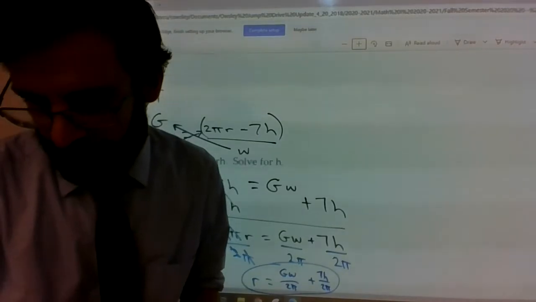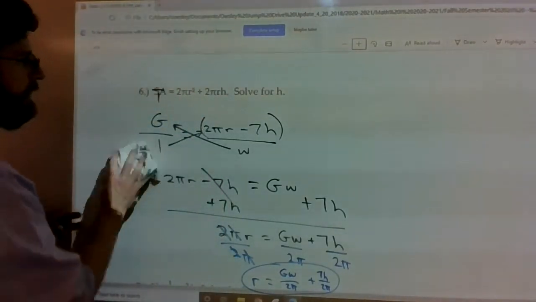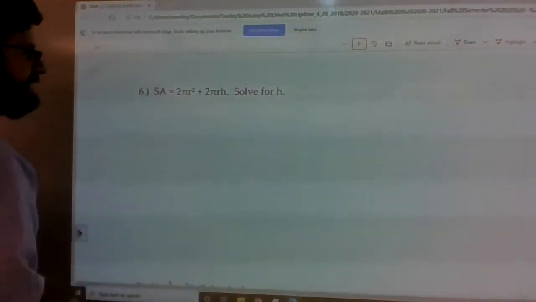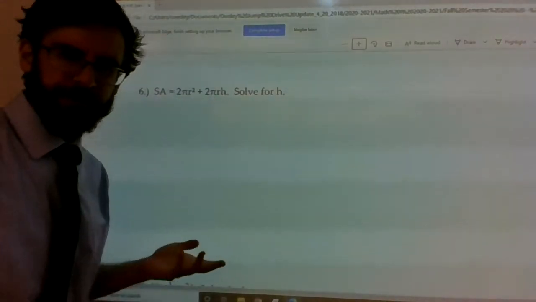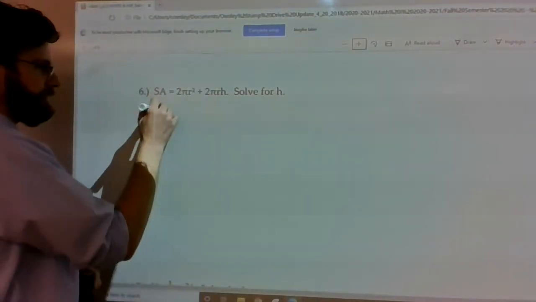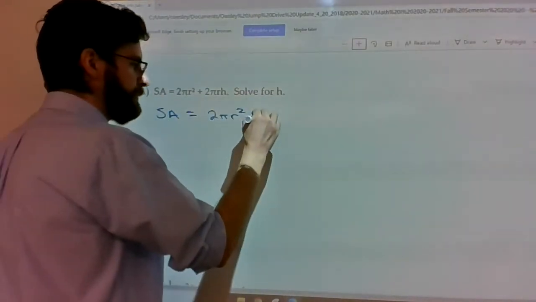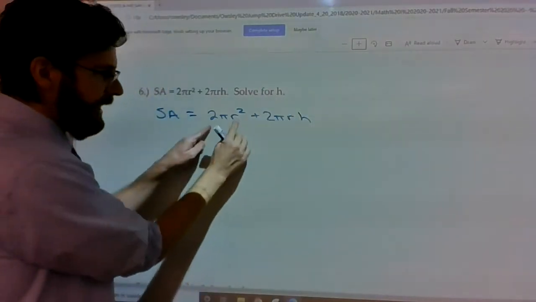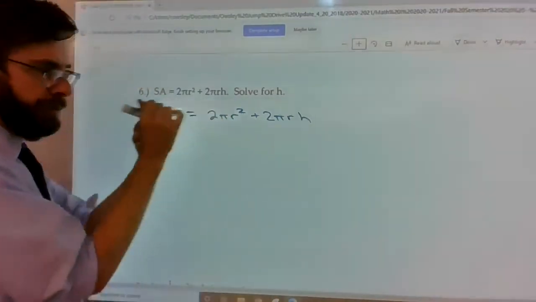All right, I've got 2 more examples, I think. Let's try number 6. Hey, this is a familiar formula. This is your surface area for a cylinder. Not sure if you remember that. At any rate, SA equals 2 pi r squared plus 2 pi rh. If I'm trying to get h by itself, that means the 2 pi r squared, that's not connected to the h, needs to move to the other side.